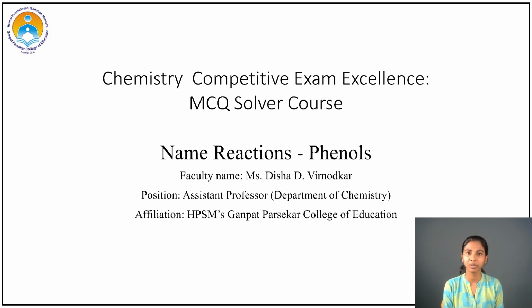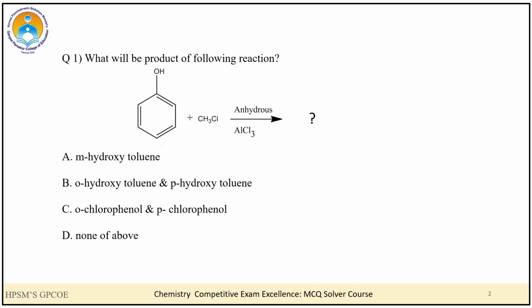So today's module will be basically focused on solving questions based on name reactions of phenols. So let's start with question 1. What will be the product of the following reaction? So your reaction is given wherein phenol is reacted with methyl chloride in presence of Lewis acid.